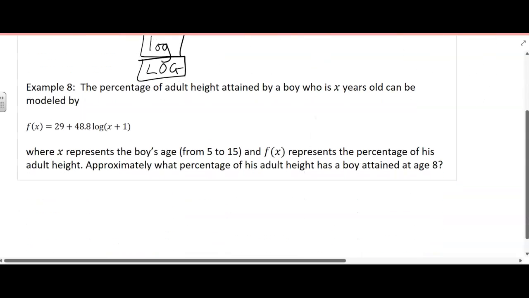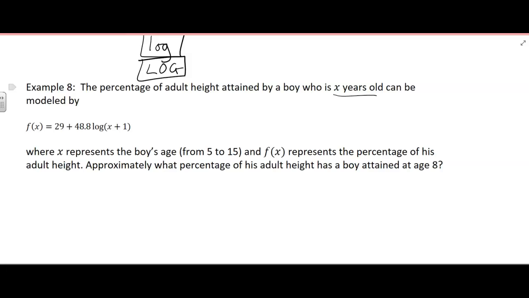Okay, so the percentage of adult height attained by a boy who is x years old can be modeled by, and then they give us this model right here, that function. And notice that it has a common logarithm. How do I know it's common? Because it says log and there's no subscript. It says x represents the boy's age. It's only good for ages 5 to 15, and f of x represents the percentage of his adult height.